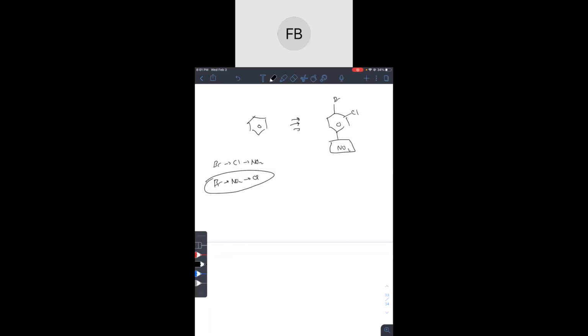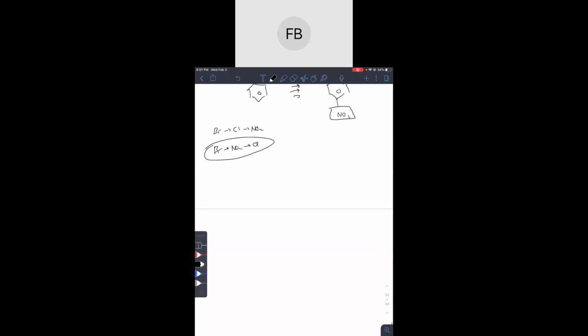because NO2 is meta directing. So that's going to help the CL get into that position. I'll show you guys why it's not the first option. What would happen if I had a BR here, a CL here? Where would the NO2 go? The NO2 would not go here. It would really be quite a mess actually.